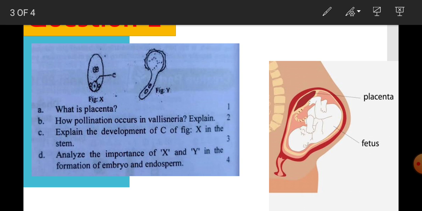Here you are seeing this red color organ. It is a temporary organ which will degrade after the baby's birth, and this organ protects the baby from outside shock, and it also nourishes the baby with food and oxygen.